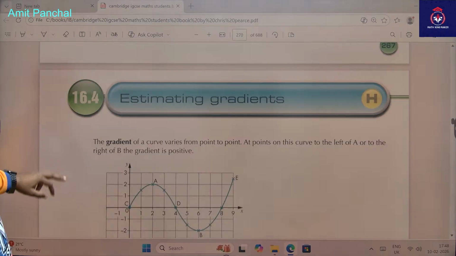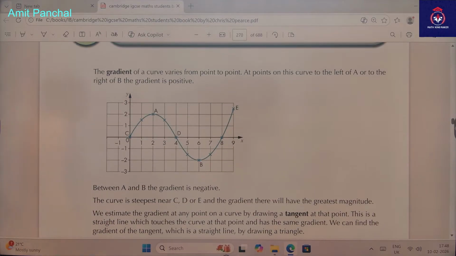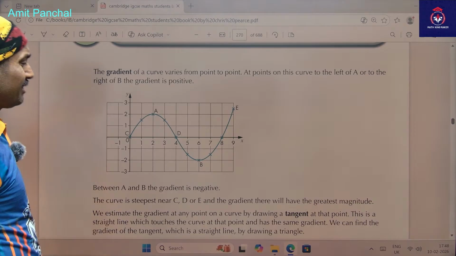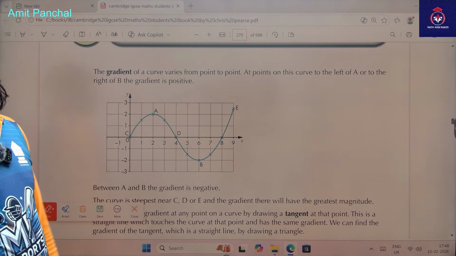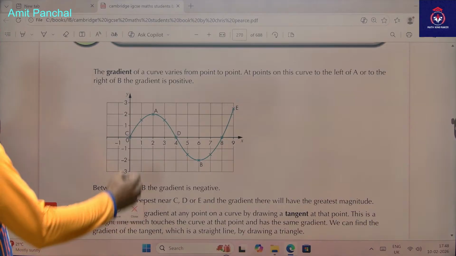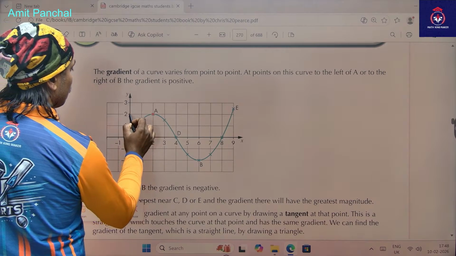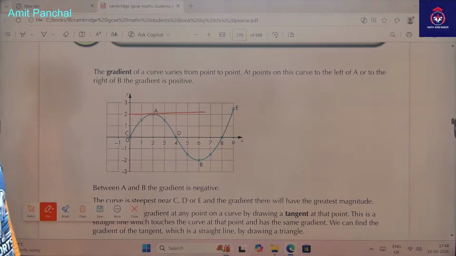Now, estimating gradients. The gradient of a curve varies from point to point. As this is your graph, what is its gradient? At different points it will have different gradients. So let us say if you want to find the gradient of this graph at this point, just draw a tangent at this point. The tangent will give you the gradient.